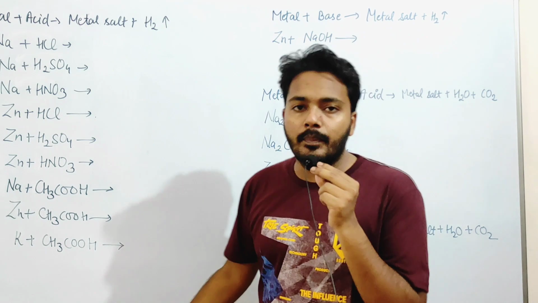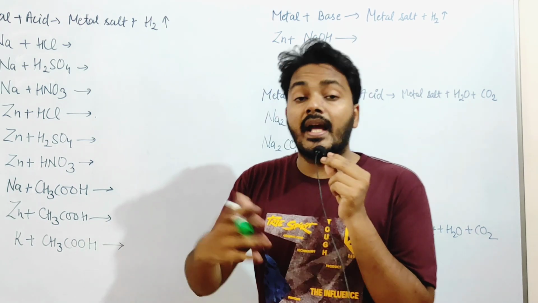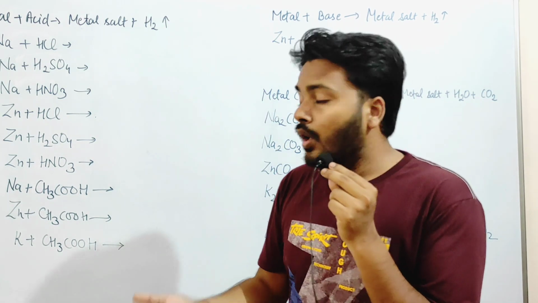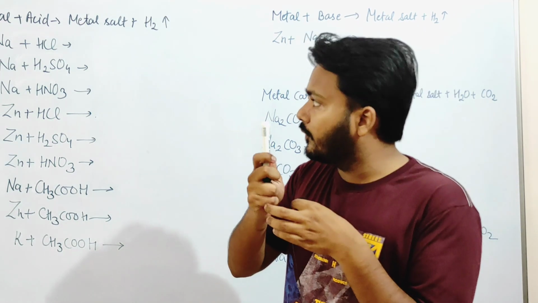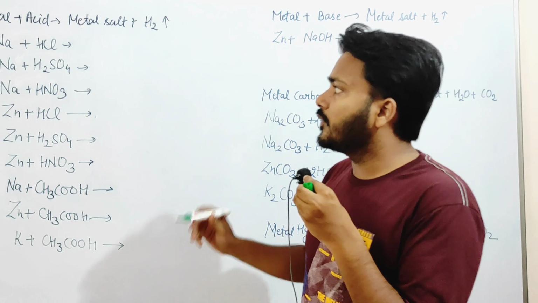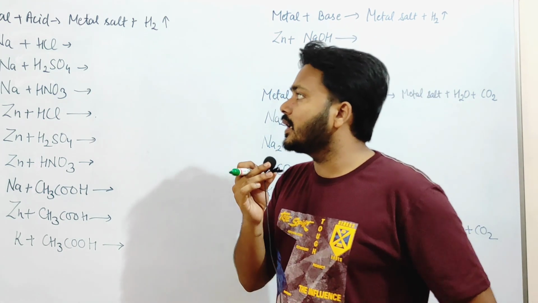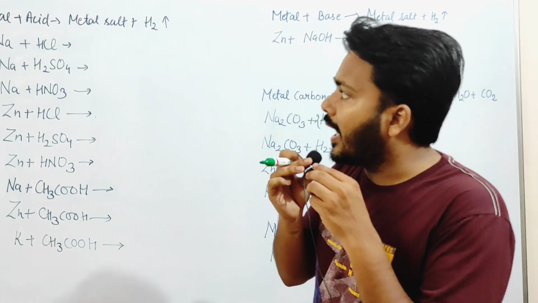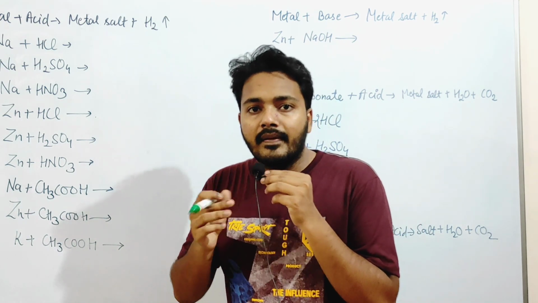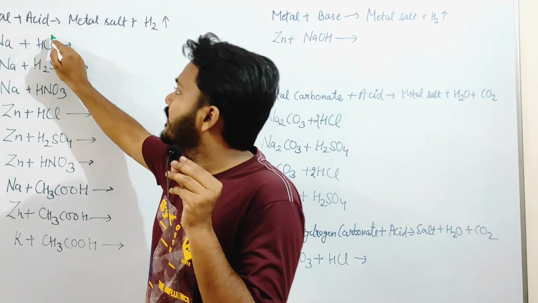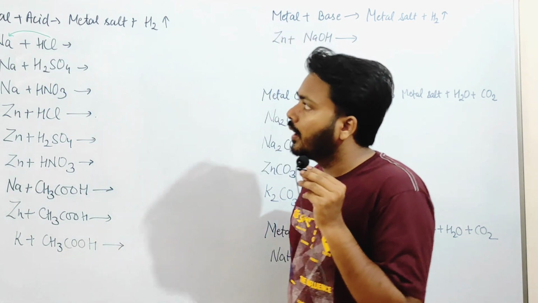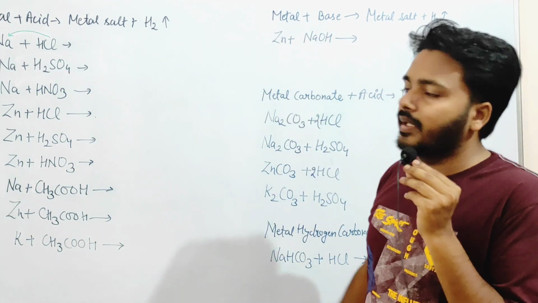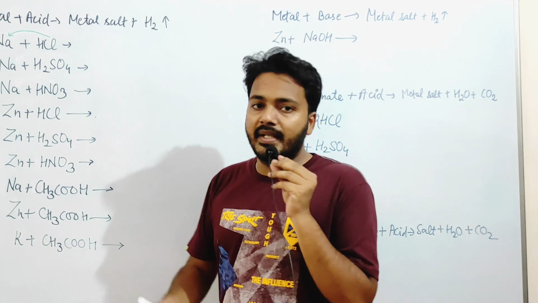So there are many examples given here. Different acids react with different metals. So let's check what will be the reaction and how the product will be formed. In the first reaction, the reactants are sodium and hydrogen chloride. Simply you have to combine the negative part, the anion, to the positive part, sodium, and hydrogen will be liberated. This is how you have to complete the reaction.